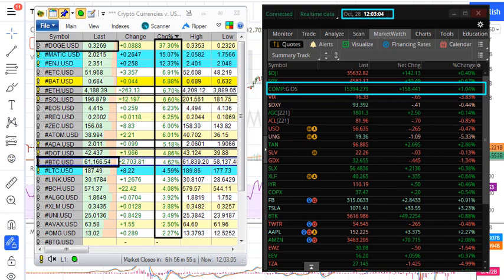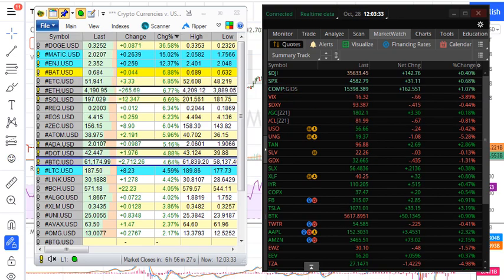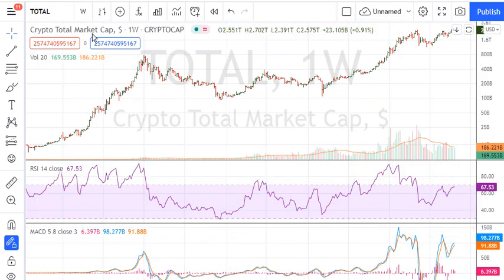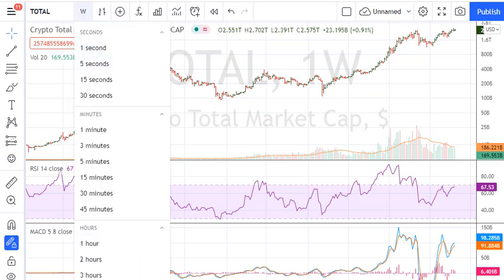All right, so let's go to the chart and let me discuss what I see here. And this is the total crypto market cap index as furnished by TradingView.com. All right, so let's go to the monthly. Let's begin with the power.